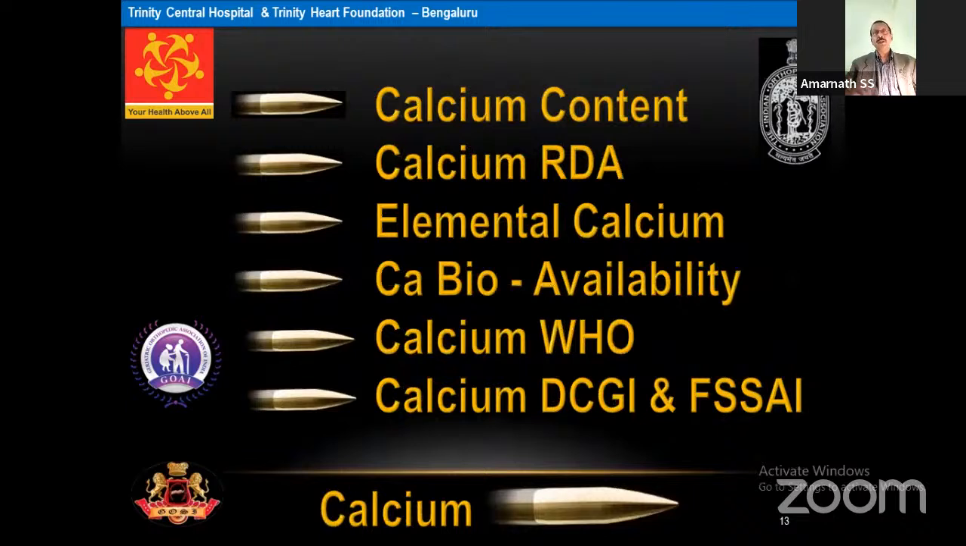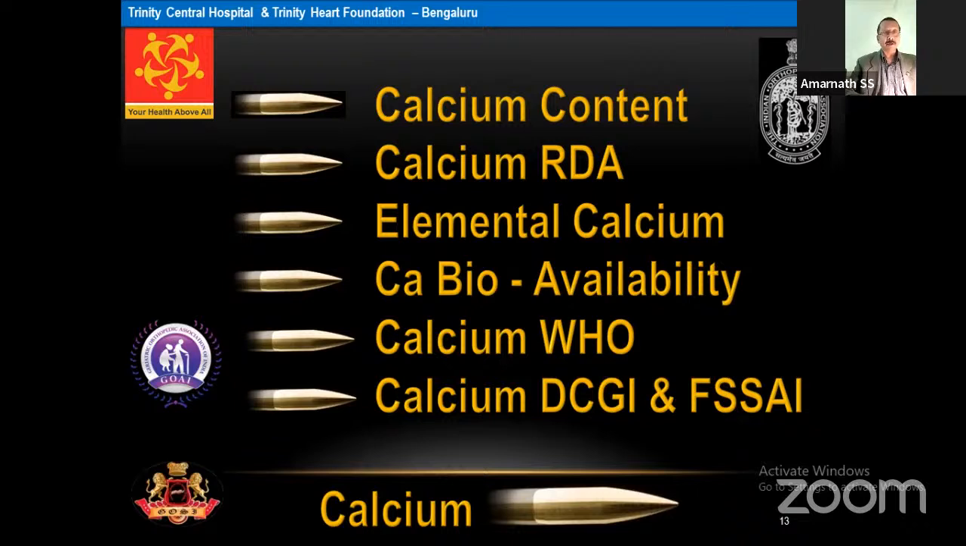calcium, we need to understand. It is very funny that we are all dealing with, obviously, very good pharmaceutical companies, but a lot of companies. Elemental calcium, ionic calcium, what is the content, how much is absorbed, all those issues are coming in. So this is the biggest challenge we talk about. And we also talk about who is monitoring. This has been monitored by DCGI and also by FSSAI.